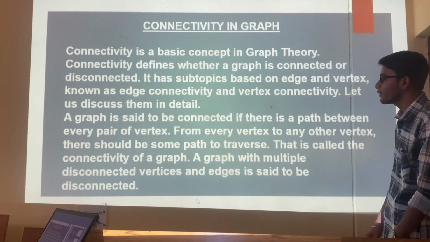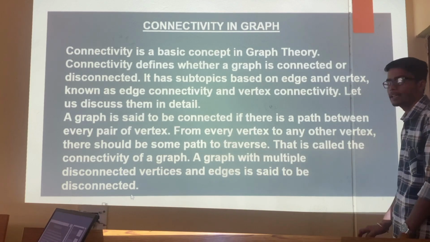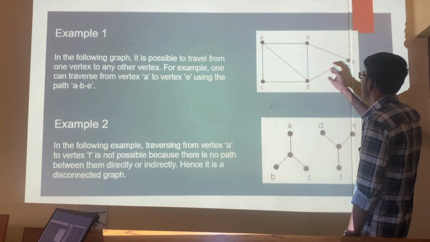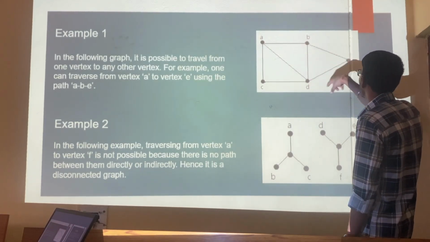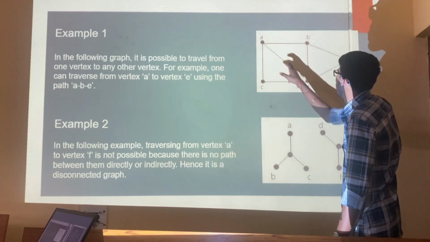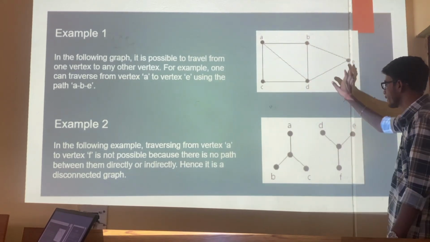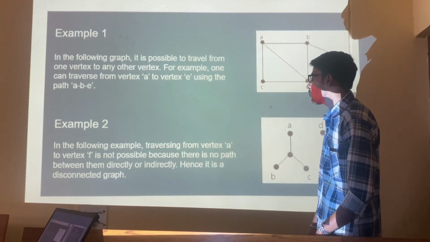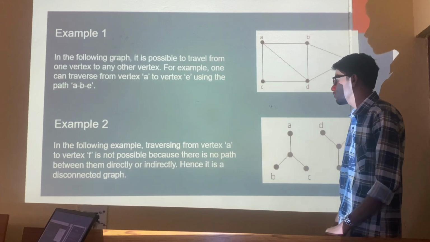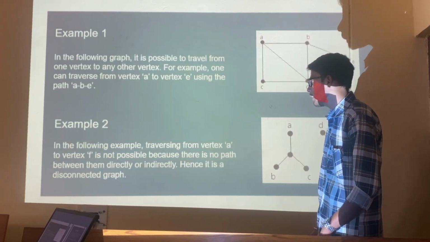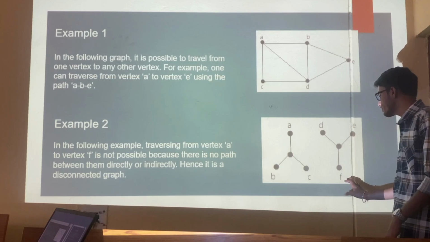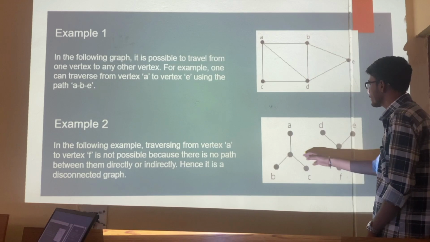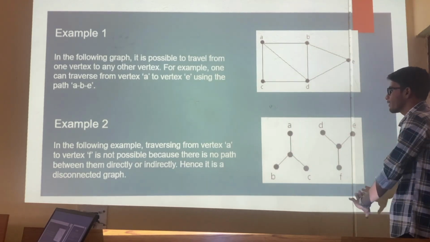A graph with multiple disconnected vertices and edges is said to be disconnected. Example: let's take this example. We have vertices A, B, C, D. If we want to move from A to B, we traverse A to D and D to B. This is an example of a disconnected graph. Now, a second example of a disconnected graph. In the following, traversing from vertex A to F is not possible because there is no path between them, directly or indirectly. Hence, it is a disconnected graph. In this example, if we want to move to F, we cannot, because there is no path between the two graphs. That's why it is an example of a disconnected graph.